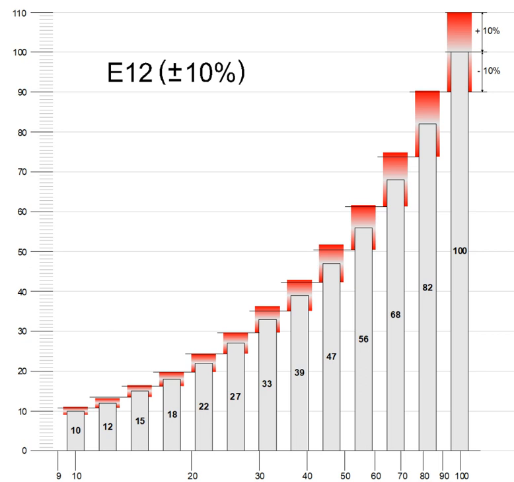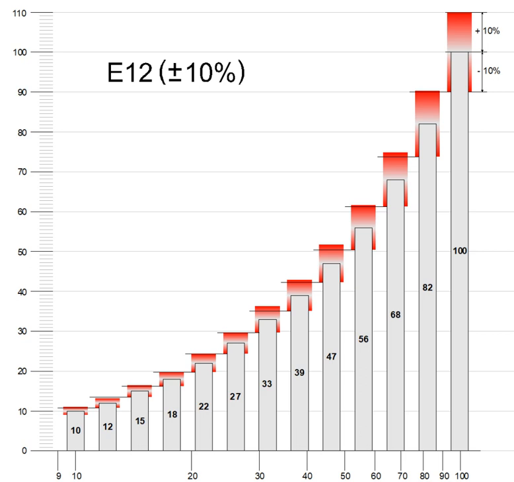Matching: 1.00, 1.10, 7.50. Missing: 1.20, 1.30, 1.50, 1.60, 1.80, 2.00, 2.20, 2.40, 2.70, 3.00, 3.30, 3.60, 3.90, 4.30, 4.70, 5.10, 5.60, 6.20, 6.80, 8.20, 9.10.